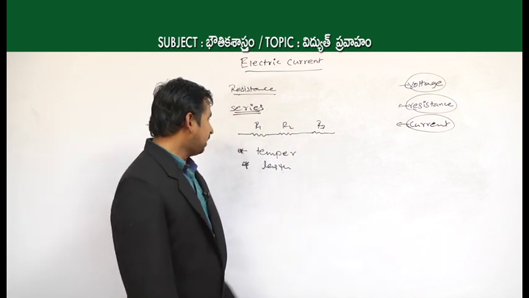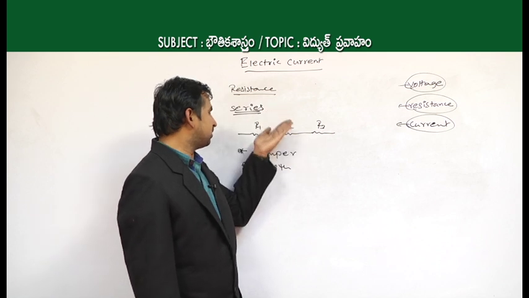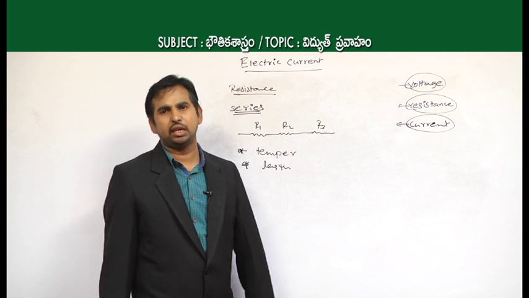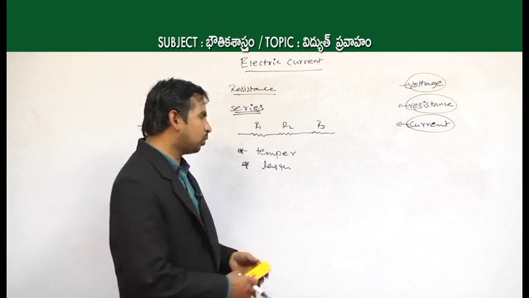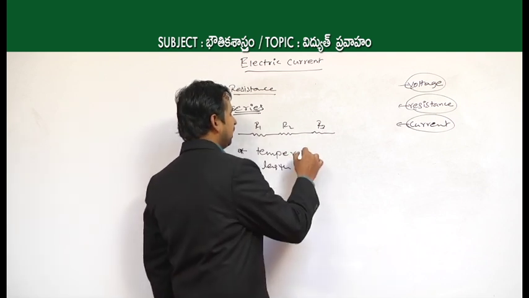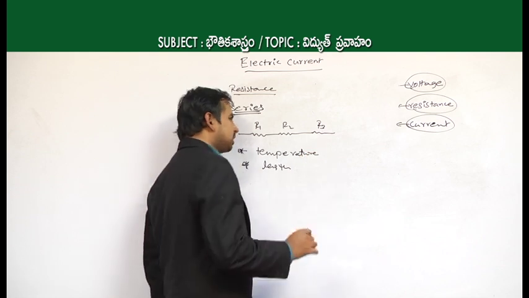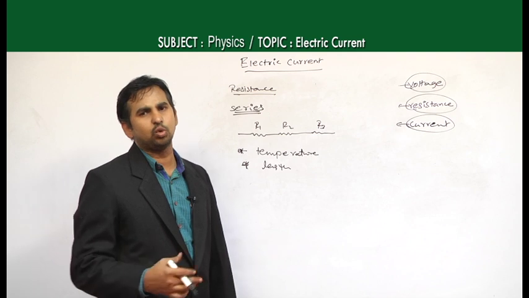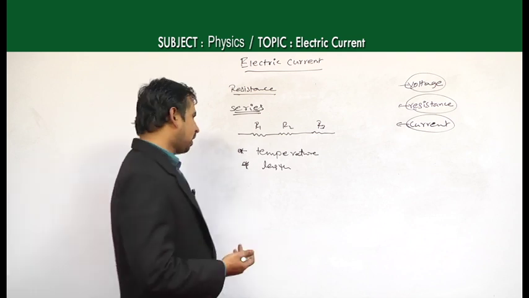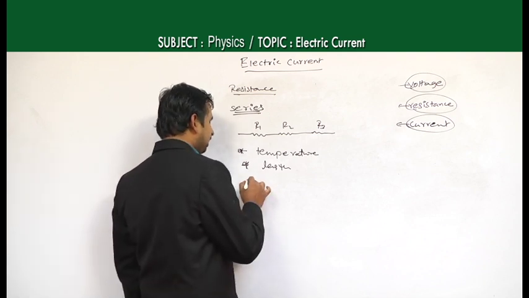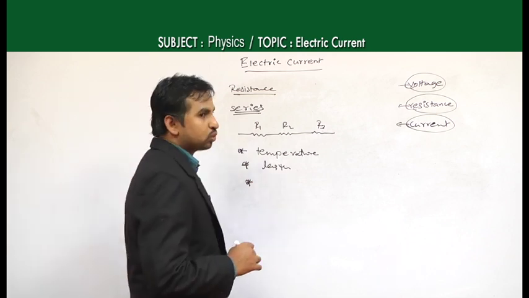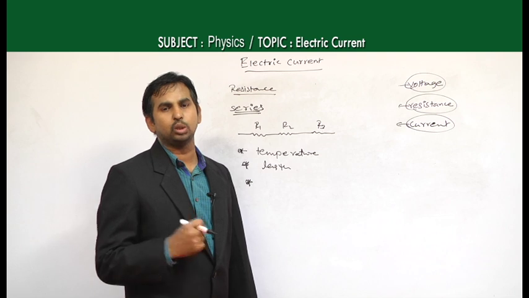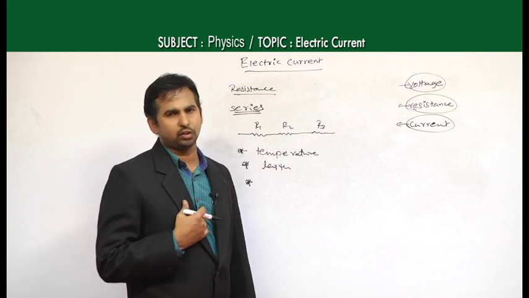So this resistance depends on the temperature, at what temperature you are taking it, and on the length. If you increase the temperature more and more, the resistance value gradually increases. In the same way, if you increase the length more and more, the resistance value increases again. And the next factor is the thickness, that is, the resistance of the wire depends on the thickness or the area of cross section.